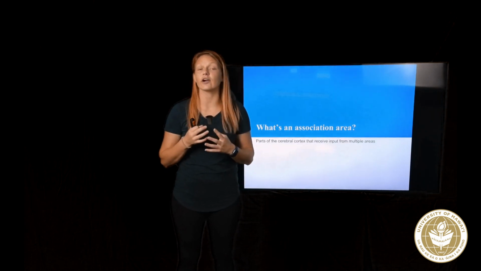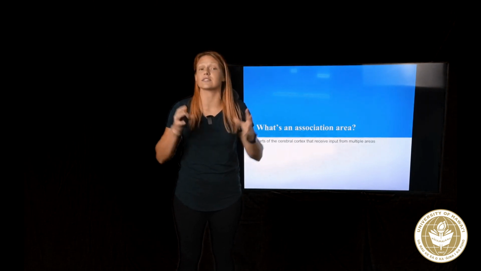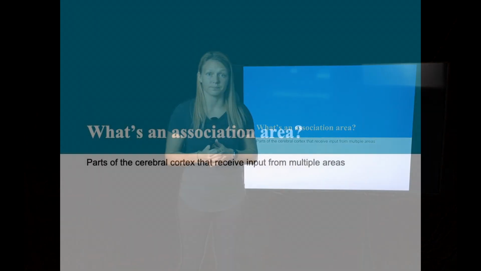Association areas are going to interpret sensory information and then form the connections between that sensory and the motor. So sensory motor association is kind of that link. It's the area of the cerebral cortex that links and coordinates the two together and helps in cognitive processing.